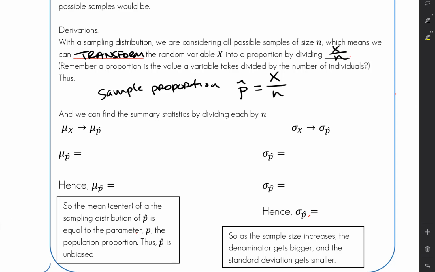So we're going to first take mu sub x and transform it to mu sub p hat. Well, why are we even allowed to do this? Because when we are doing this division, we determined that division is something that affects our measurements of center and spread. This is something that we figured out back in chapter 6.